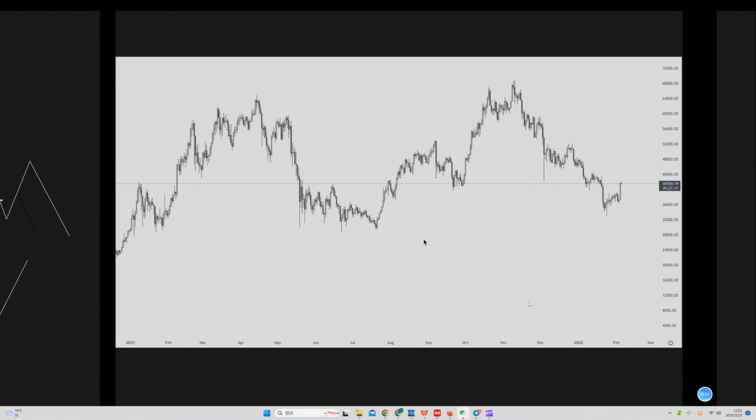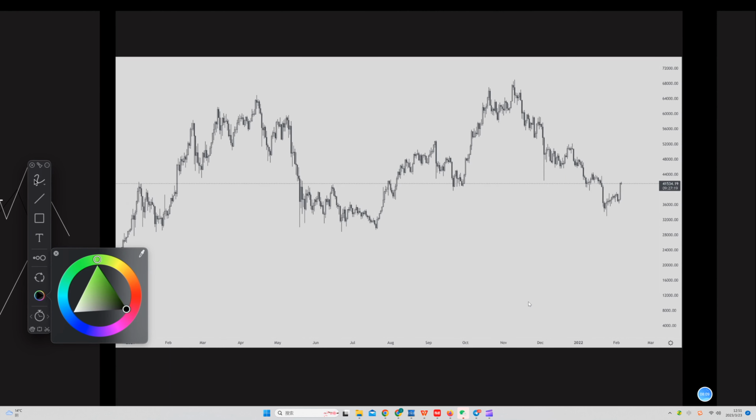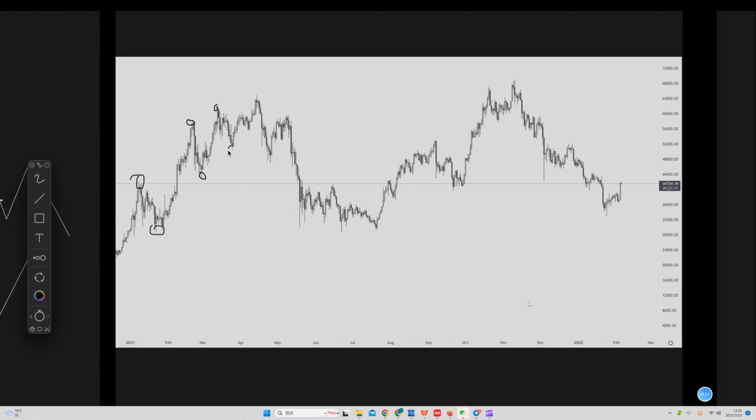Okay, we have a chart of Bitcoin once again. Simple kind of a price action. Let me change this. So high, higher low, higher high, higher low, higher high, higher low, higher high. This gets broken. Okay, this is your kind of a break in structure I mentioned.